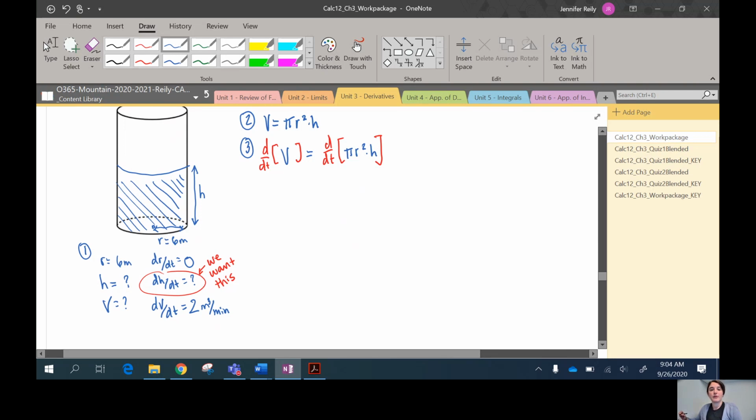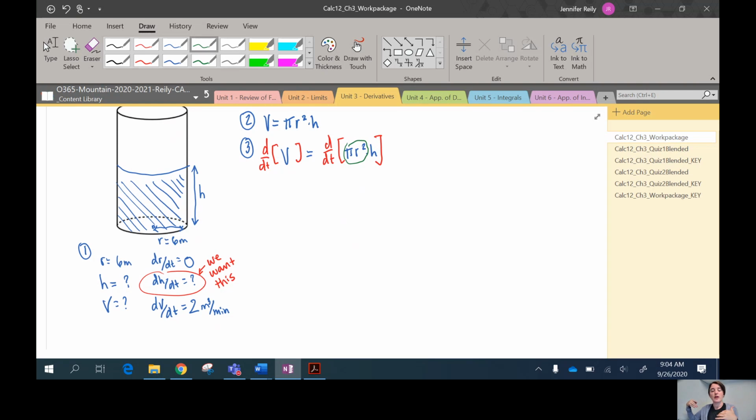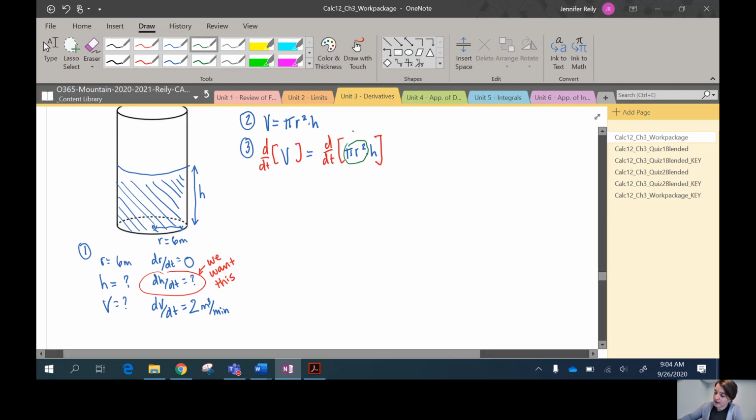Okay, so here's where we have to really understand this problem. Some people might look at pi r squared times h and think, oh, that's a product, so I need to use product rule when I'm doing the derivative. But actually, remember that we talked about r. As the water level rises, r is a constant. It's not changing. So pi times r squared is a constant.